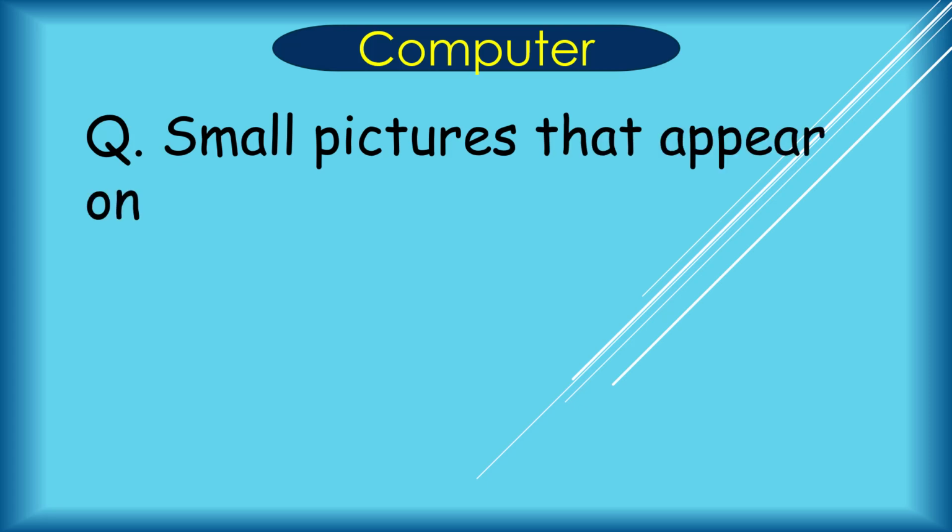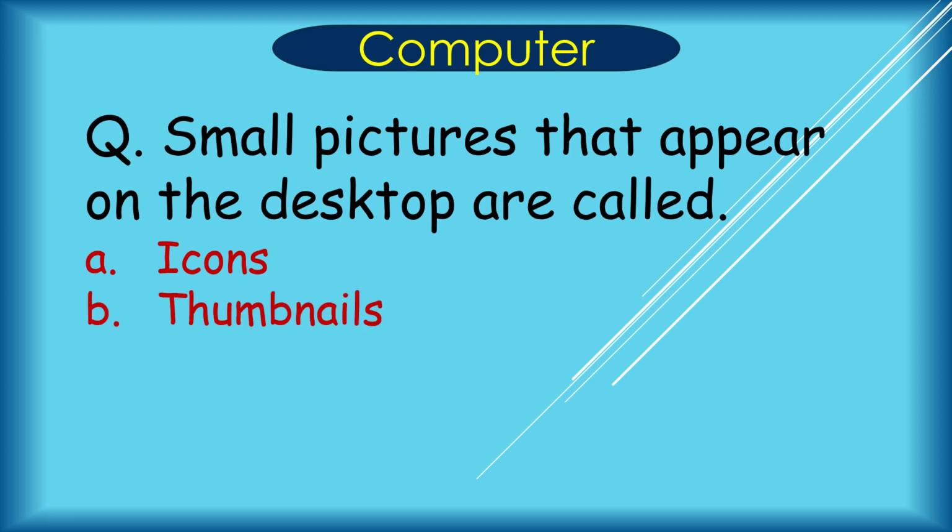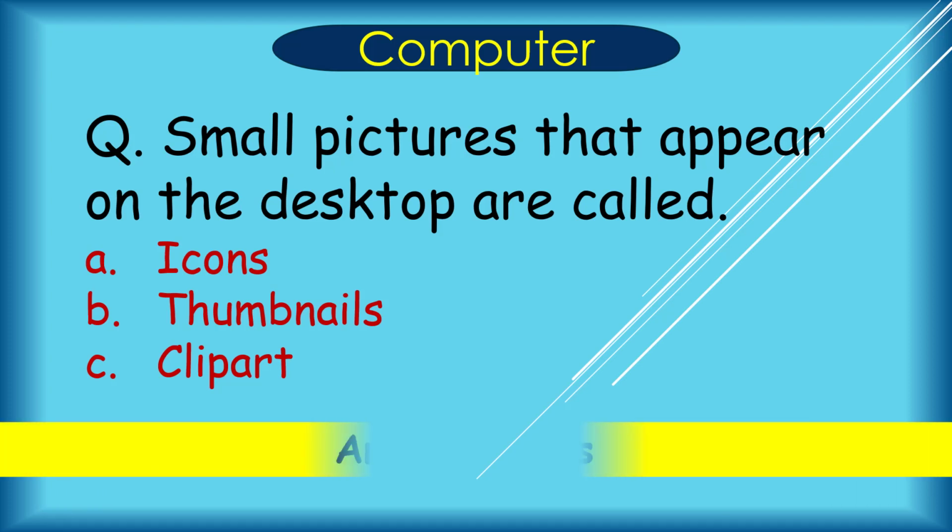Question: Small pictures that appear on the desktop are called A. Icons, B. Thumbnails, C. Clip art. Correct answer is A. Icons.